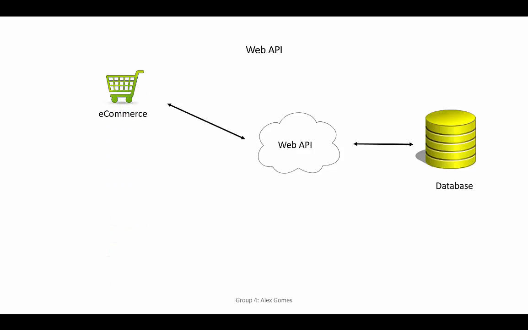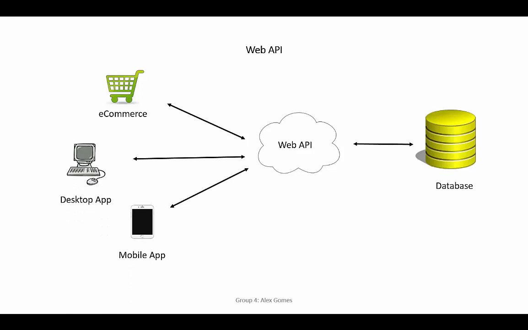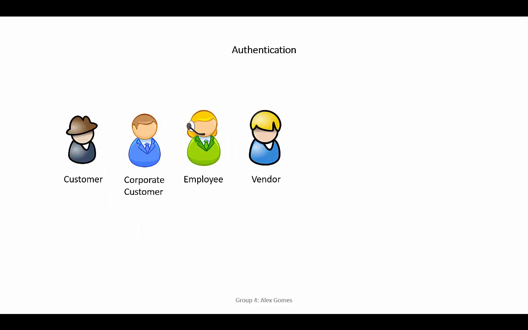So we can add an e-commerce site, desktop applications, mobile applications, and a developer API, and our overall database will not change a whole lot. We have 4 different kinds of users: a customer, corporate customer, employee, and vendor, and they are going to use the same portal to log in.